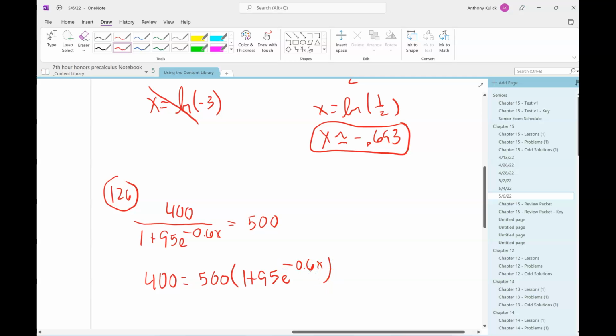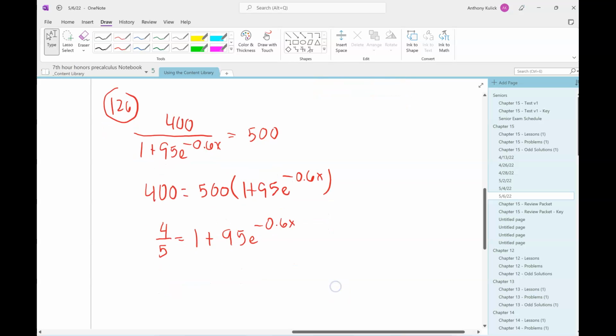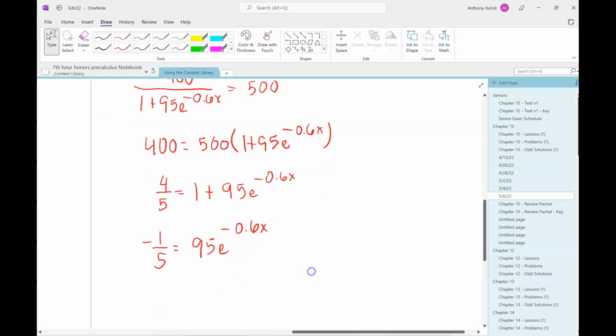Cool there. We'll divide both sides by the 500. I'm going to reduce as I go. Good there. We'll subtract 1 from both sides. I made some common denominators and stuff to do that subtraction. And then I'll divide both sides by 95.